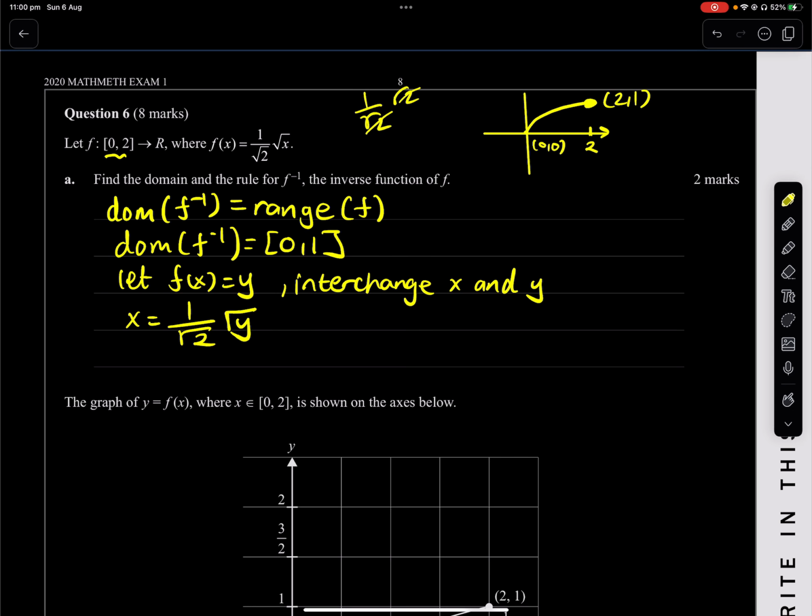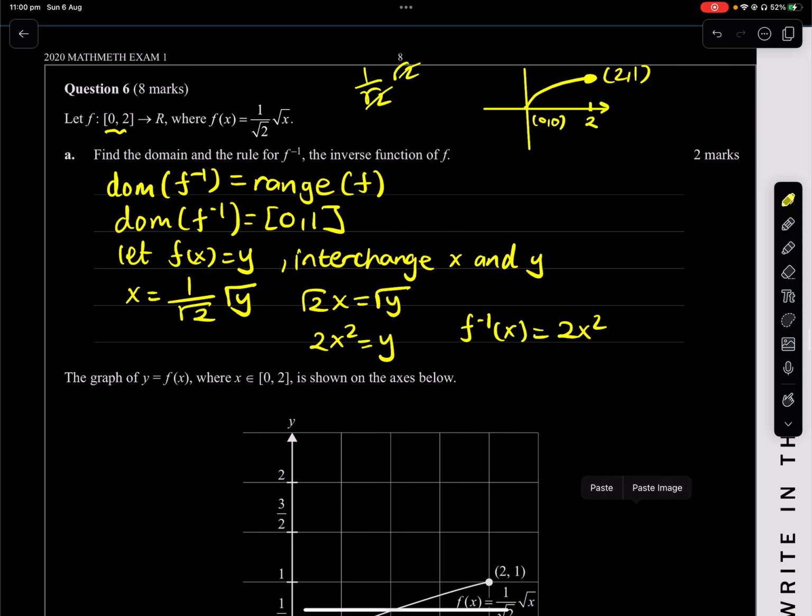So now we solve for y. That will mean root 2x equals root y, squaring that, so it'll be 2x squared equals y. So now that means your rule, or just write, f inverse of x is 2x squared. Nice, we've done it.